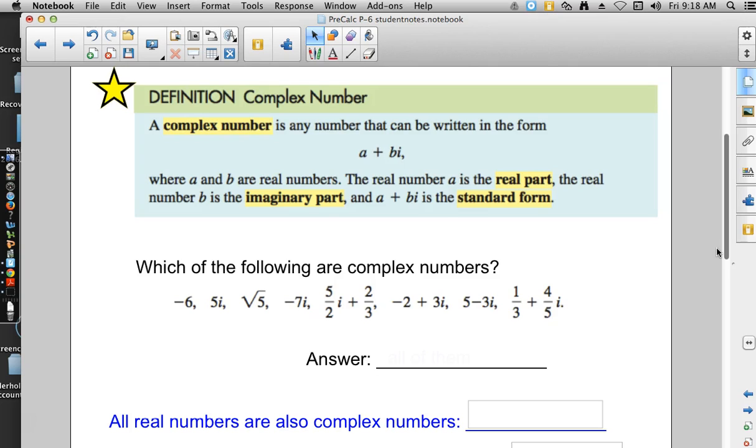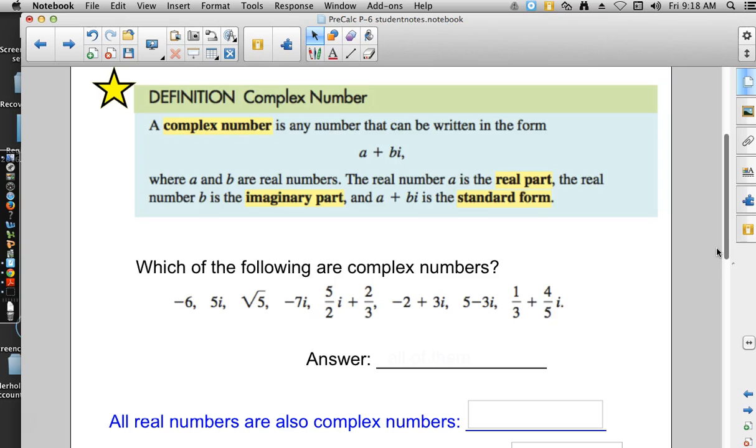The good news is, really the only new learning we had in Algebra 2 about i was that it was there, and that i equals the square root of -1, but all the math you did with it was math you already knew how to do. So this says, which of the following are complex numbers? So take a look at that list.